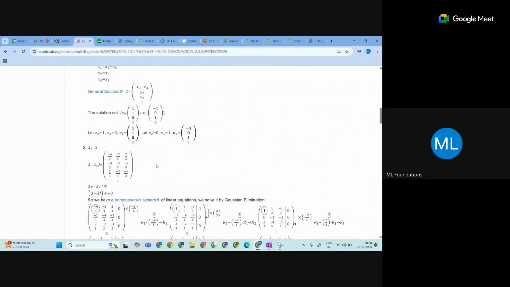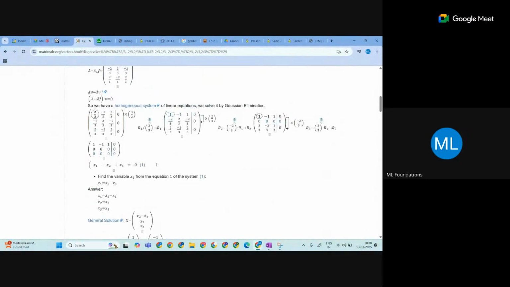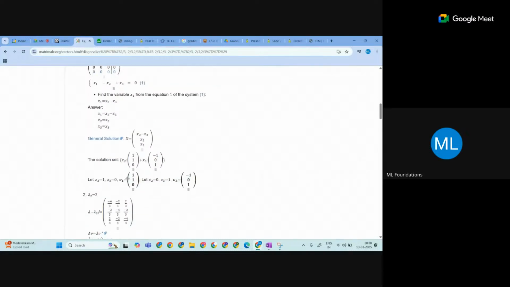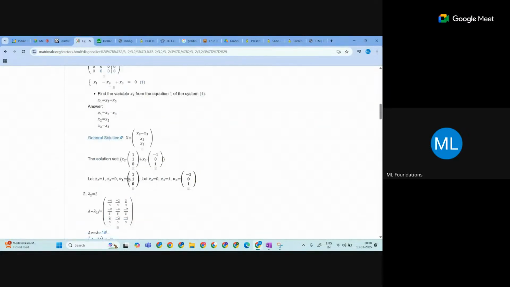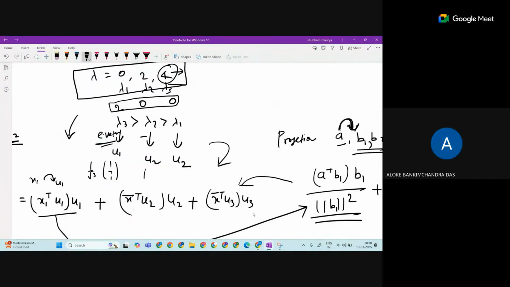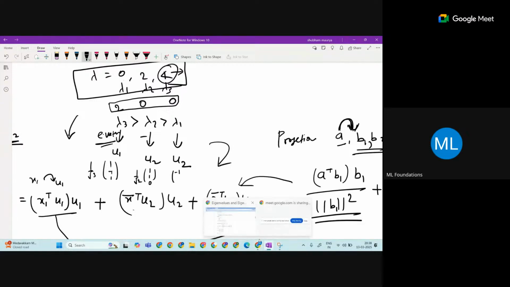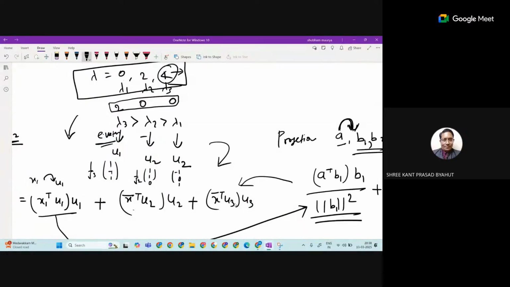For the 0 eigenvalue, we'll get two eigenvectors. For the 0 eigenvalue, the eigenvectors we are getting are (1, 1, 0) and (minus 1, 0, 1). So that will be 1 by root 2 times (1, 1, 0), and here it is going to be minus 1, 0, 1. For the same 0, we will get another vector.